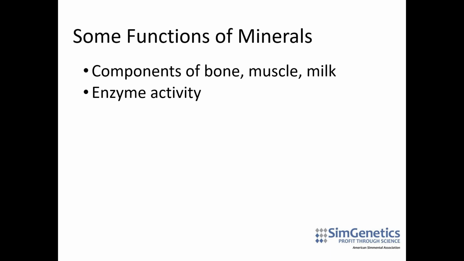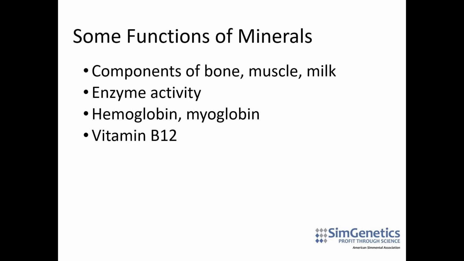Minerals are often a cofactor for enzyme activity. Hemoglobin, which is really important in carrying oxygenated blood and is a huge component of red blood cells, carries oxygen through the blood to parts of the rest of the body. It has the mineral iron as an important component. Myoglobin is another important factor in meat color, for example, and also has minerals. Vitamin B12 has cobalt as an important component. Thyroid hormone needs iodine, which is going to be really important in the thyroid.